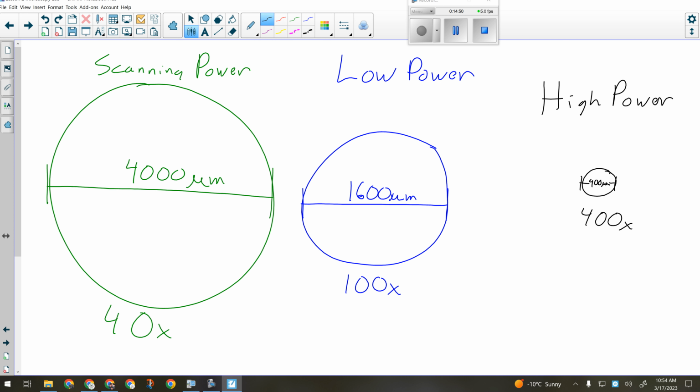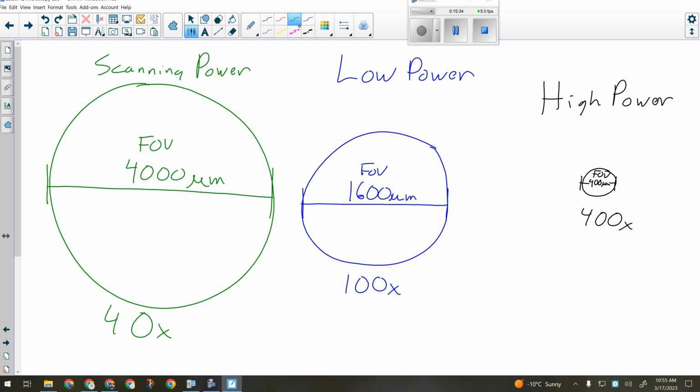Okay, so the three lenses we use have different magnifications. They also, as a result, have different fields of view. Okay, so our scanning power lens has the smallest magnification, but the greatest field of view.